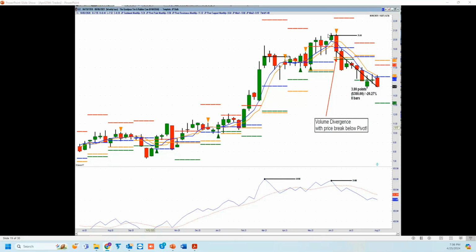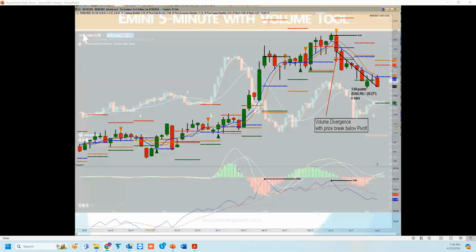So if you get a new high in the market and it's not with new volume or better volume trend, it's a trap. You want to be careful of that. And that's where using on-balance volume works well.